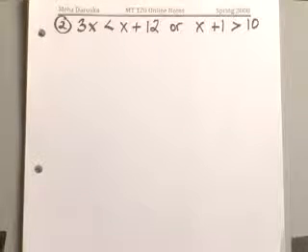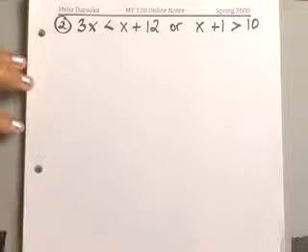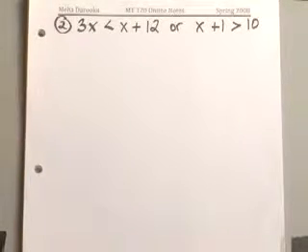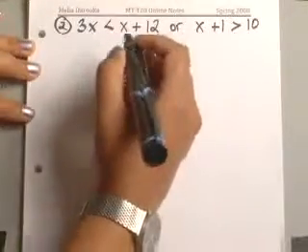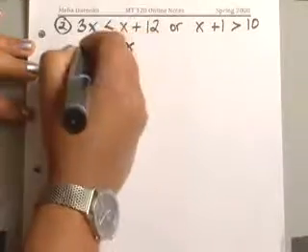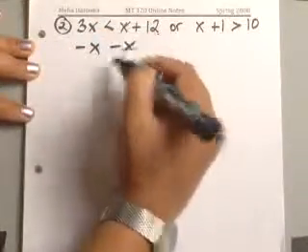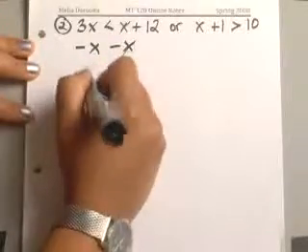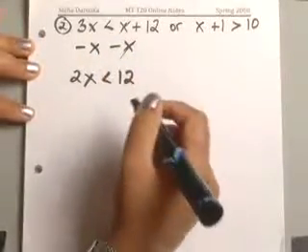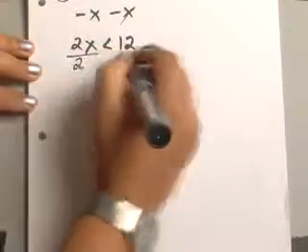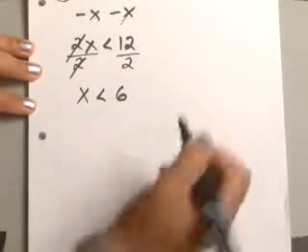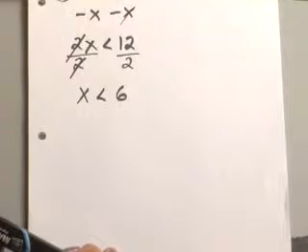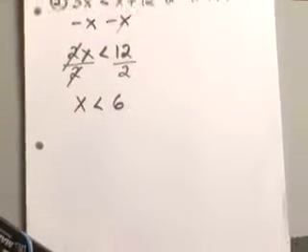Let's look at another example here. We have 3x is less than x plus 12, or x plus 1 is greater than 10. Now again, remember, you're trying to solve for x, so you want to start out by getting x on the same side. Okay, so we'll move our x over from here. That gives me 2x is less than 12. And then I will divide both sides by 2, which will give me x is less than 6. Okay, so that takes care of the one side of our inequalities.